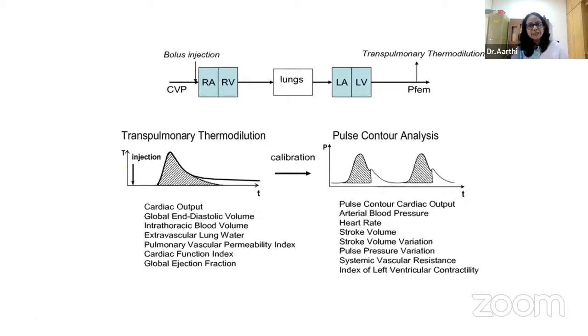And then there are different techniques and analytics used to measure and derive the cardiac output. So they derive what is called pulse contour cardiac output. They also give us a measure of the arterial blood pressure, heart rate, and stroke volume, and this pulse contour analysis helps us assess what we talked about earlier, the stroke volume variation and the pulse pressure variation, and also they measure the systemic vascular resistance.